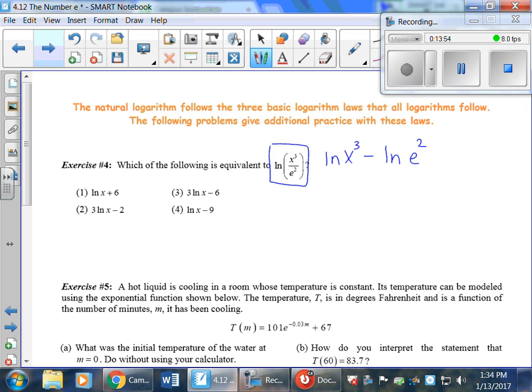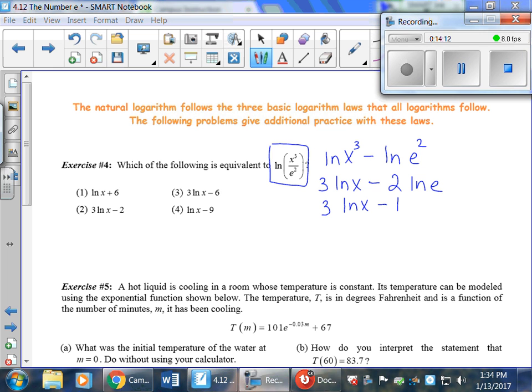Use my power law now. So this is 3 ln x minus 2 ln e. And we just remember that the natural log of e is equal to 1. So this is 3 ln x, which we can't do anything with, minus 1 times that 2, don't forget about the 2. So you get 3 ln x minus 2. And here's our answer right here.